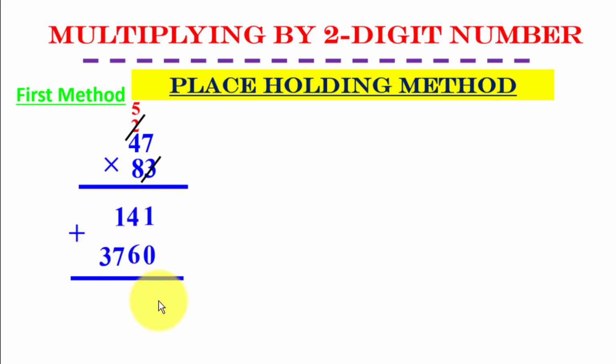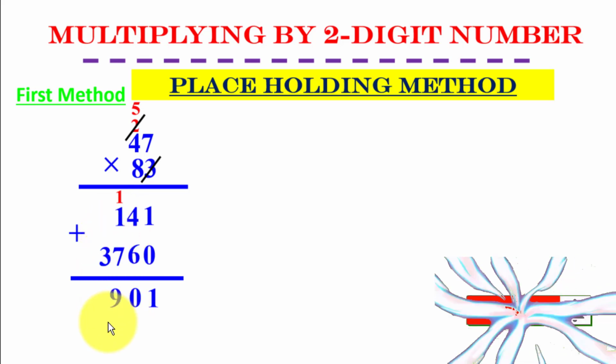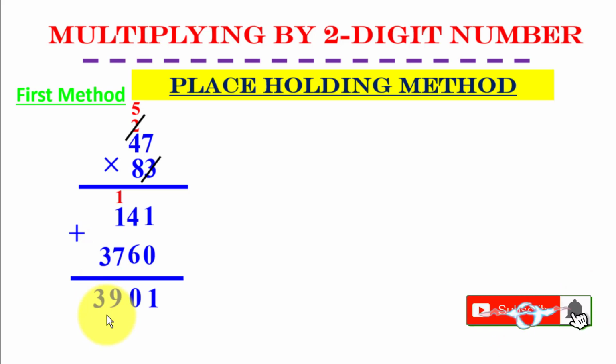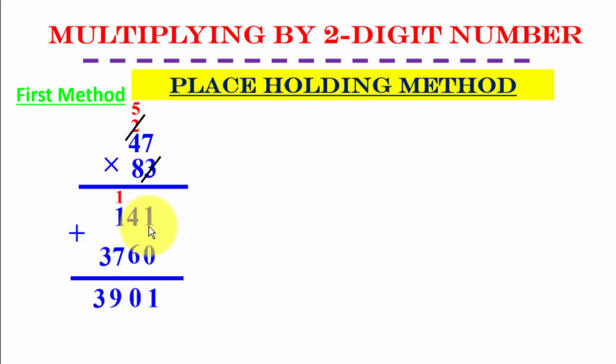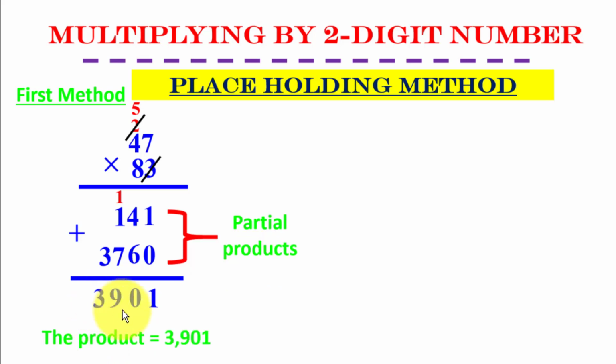1 plus 0 equals 1. 4 plus 6 equals 10. Write 0 and carry 1 over 1. It will be 2. 2 plus 7 equals 9. And bring down 3. So 141 and 3760 are called what, guys? Don't forget, are called two partial products. So the product here is what? 3901.